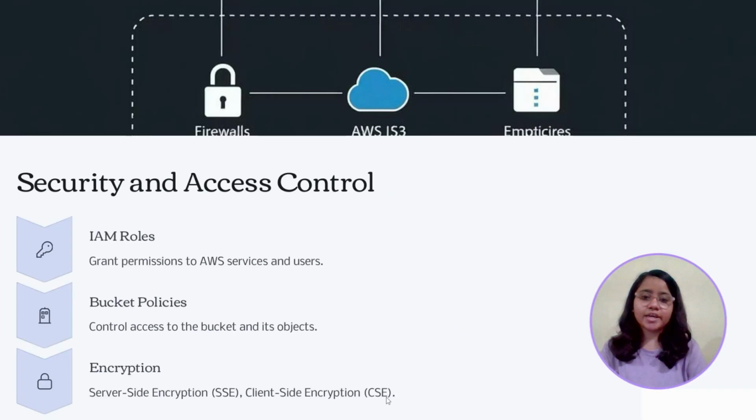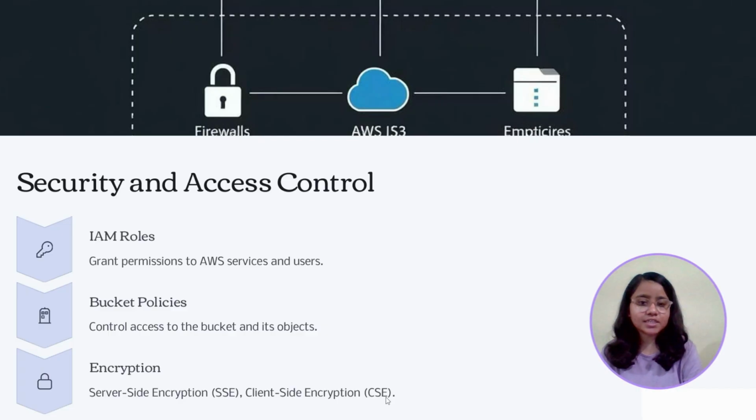Now let's talk about security and access control. S3 has powerful tools to protect your data. First one is IAM roles. These are used to grant specific permissions to AWS services and users. Identity and Access Management, we will see in upcoming videos about IAM in more detail. Second one is bucket policies. Bucket policies control who can access your bucket and what actions they can perform.